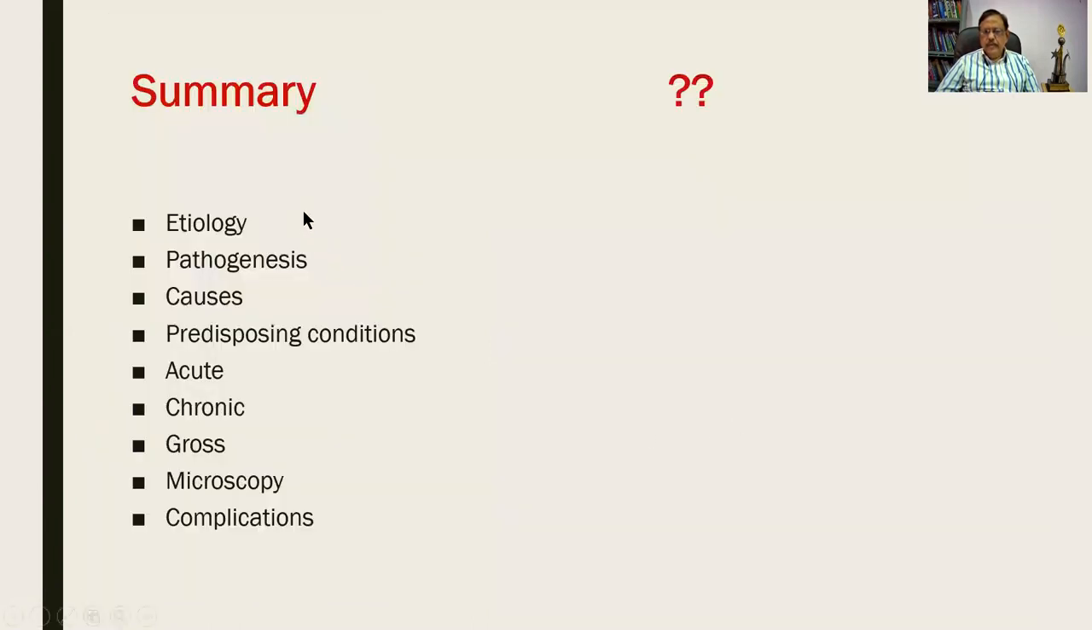As a summary, you people should recollect the etiology, pathogenesis, causes, what are all the predisposing conditions, the acute and the chronic osteomyelitis, any of the variations, gross and microscopy, what can be the complications.